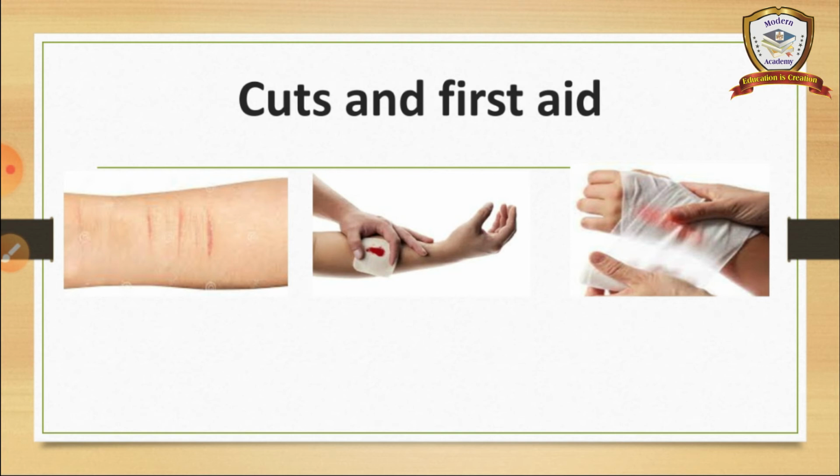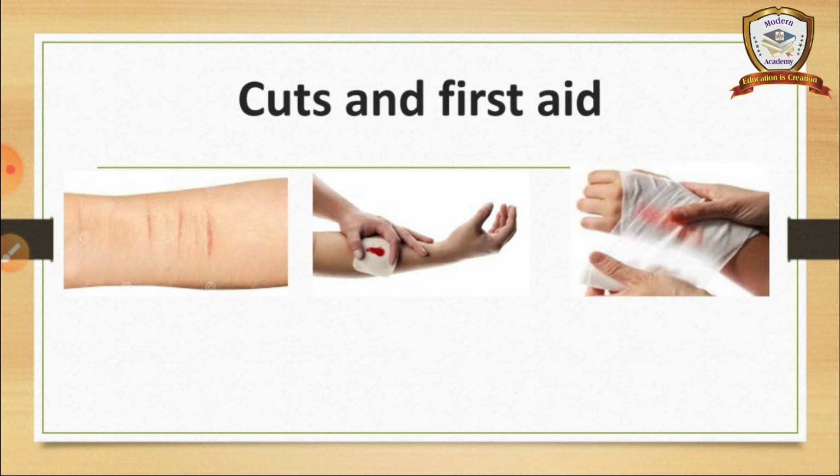And for a major cut, we have to call them to the hospital. These are the first aid steps that can be done. But while we are doing first aid, we have to remember to wear gloves to help the person. Suppose they have HIV or any communicable disease, it can easily attack us. So we have to wear a mask and gloves to help the person.